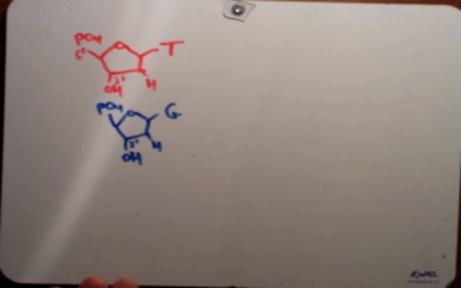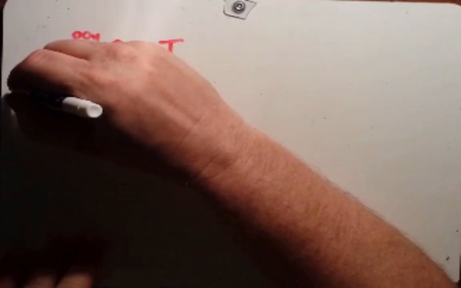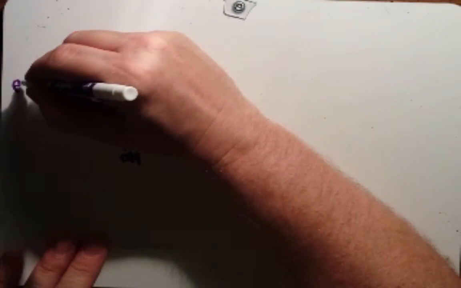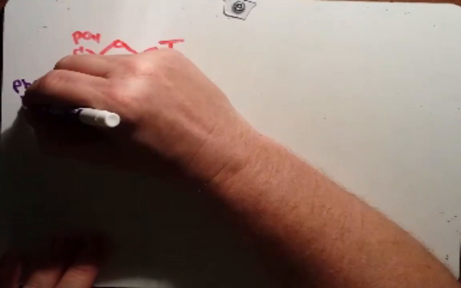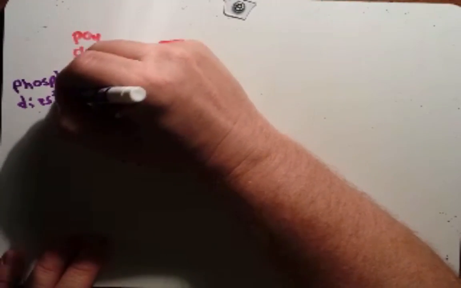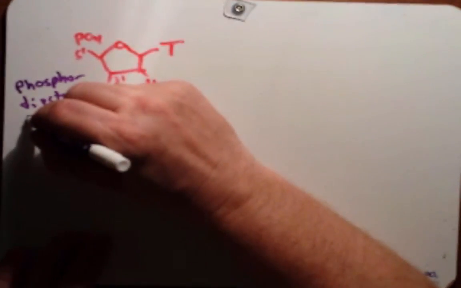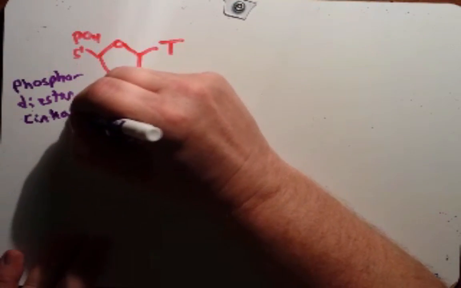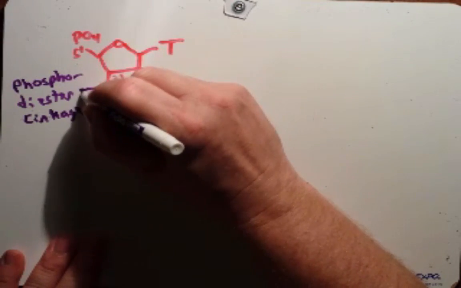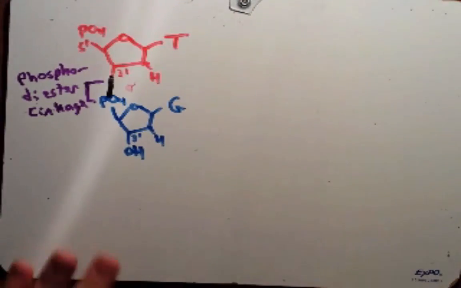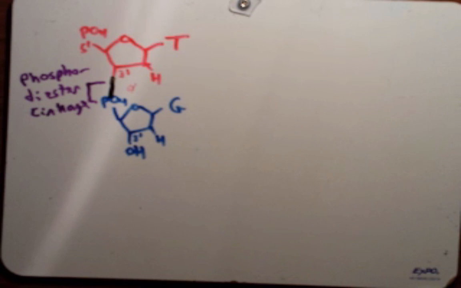As these two nucleotides come together, they will form what is called a phosphodiester bond, or linkage, you could call it as well. And this sets the stage for this single strand of DNA to form.